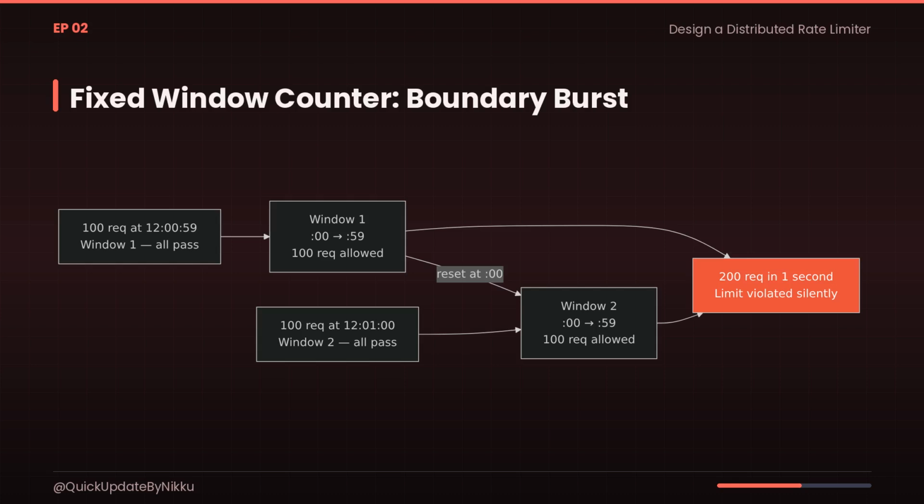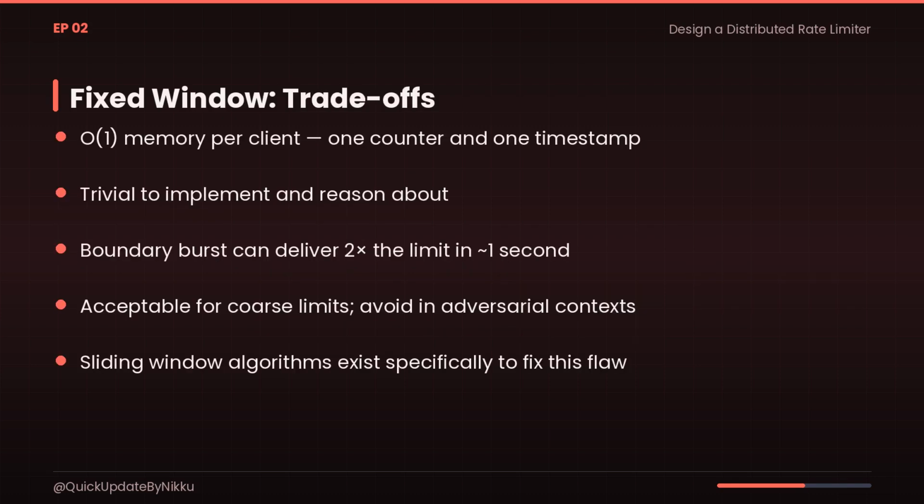Window boundaries are usually predictable, top of the minute, top of the hour, so this is trivially exploitable, not a theoretical edge case. Fixed window earns its place for internal service quotas, coarse daily limits, or any scenario where an occasional boundary burst is an acceptable cost for operational simplicity. But for public APIs, billing critical limits, or any environment with adversarial clients, the boundary burst is a real exploit. The natural fix, sliding window counters or sliding window logs, trades some additional memory and computation to eliminate the boundary discontinuity entirely, which is the next algorithm we will examine.